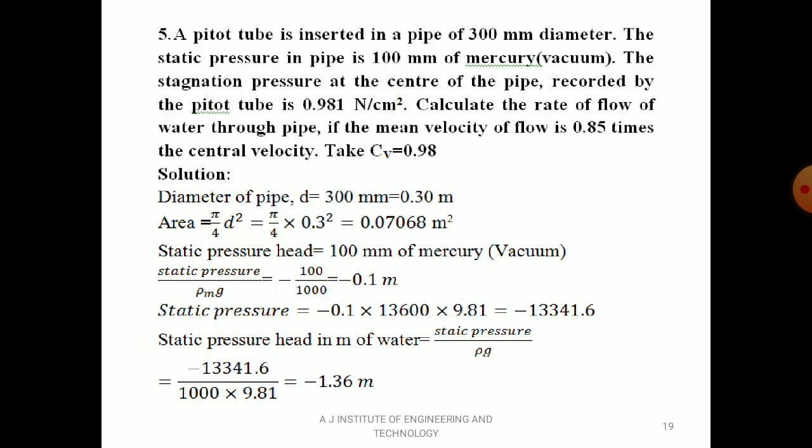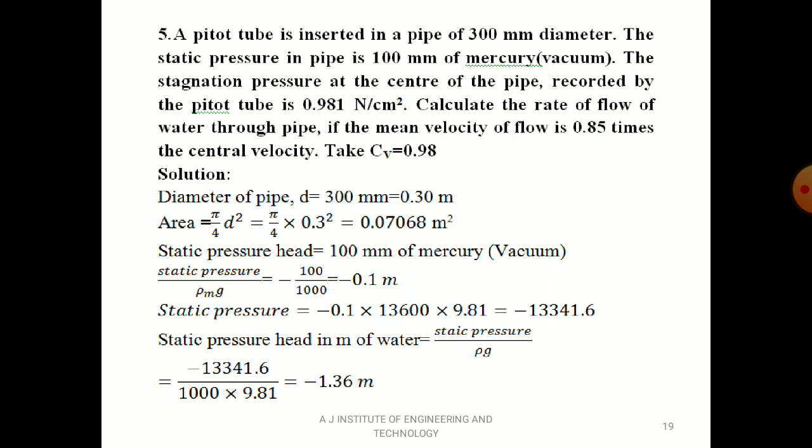Last problem. A pitot tube is inserted in a pipe of 300 mm diameter. The static pressure in the pipe is 100 mm of mercury, that is vacuum. The stagnation pressure at the center of the pipe recorded by the pitot tube is 0.981 Newton per centimeter square. Calculate the rate of flow of water through the pipe, if the mean velocity of flow is 0.85 times the central velocity. Take CV equal to 0.98.